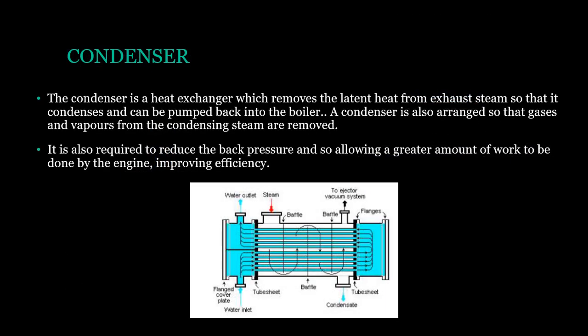The condenser is a heat exchanger which removes the latent heat from exhaust steam so that it condenses and can be pumped back into the boiler. A condenser is also arranged so that gases and vapors from the condensing steam are removed. It is also required to reduce the back pressure, allowing a greater amount of work to be done by the engine, improving efficiency.